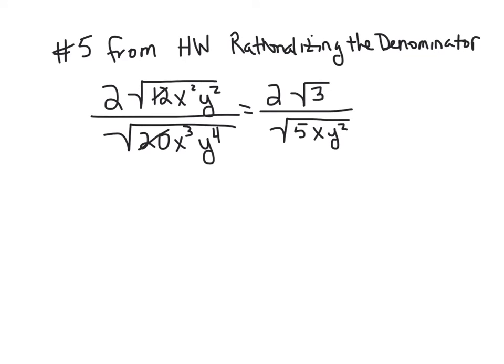What I ended up with in the numerator was a 3. So 12 divided by 4 is 3. 20 divided by 4 is 5. So that's what I got right here. I got a 5.